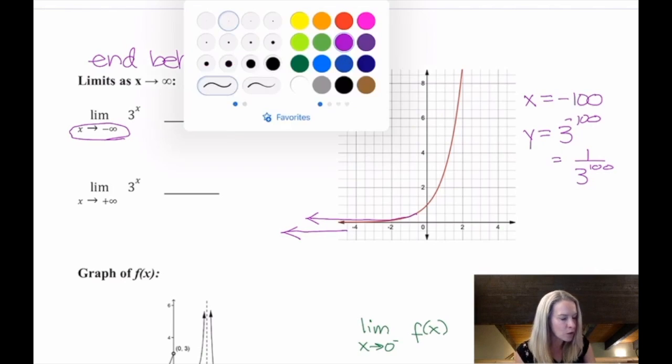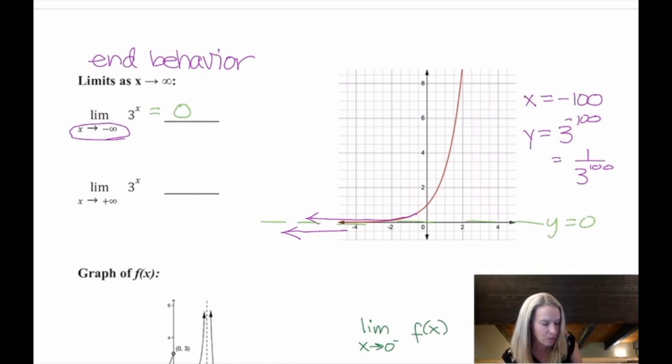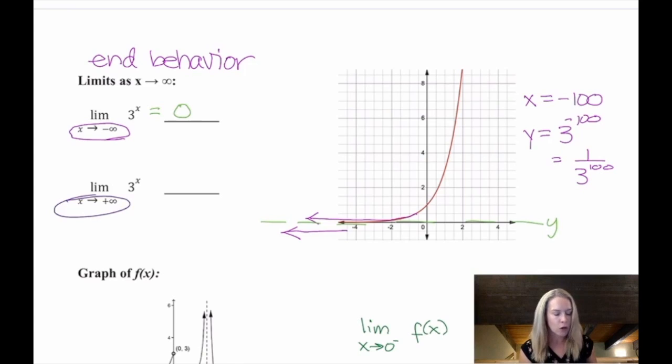And in fact, what occurs here is we end up with a horizontal asymptote. And in this case, it is at y equals 0. So the limit as x goes to negative infinity equals 0, and therefore we have a horizontal asymptote at y equals 0.